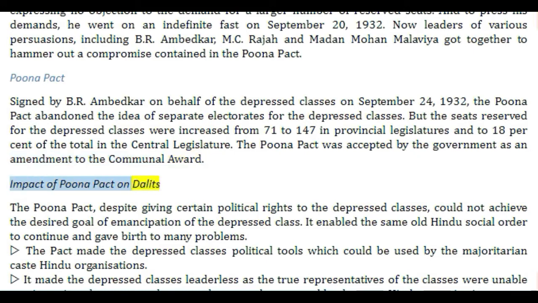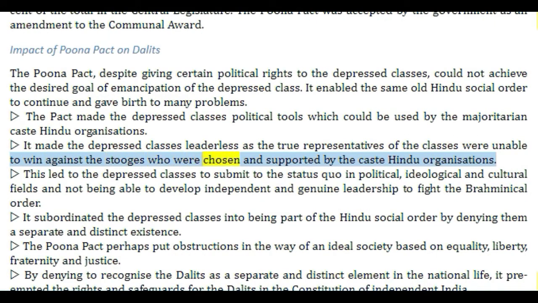Impact of Pune Pact on Dalits. The Pune Pact, despite giving certain political rights to the depressed classes, could not achieve the desired goal of emancipation of the depressed class. It enabled the same old Hindu social order to continue and gave birth to many problems. The pact made the depressed classes political tools which could be used by the majoritarian caste Hindu organizations. It made the depressed classes leaderless as the true representatives of the classes were unable to win against the stooges who were chosen and supported by the caste Hindu organizations.